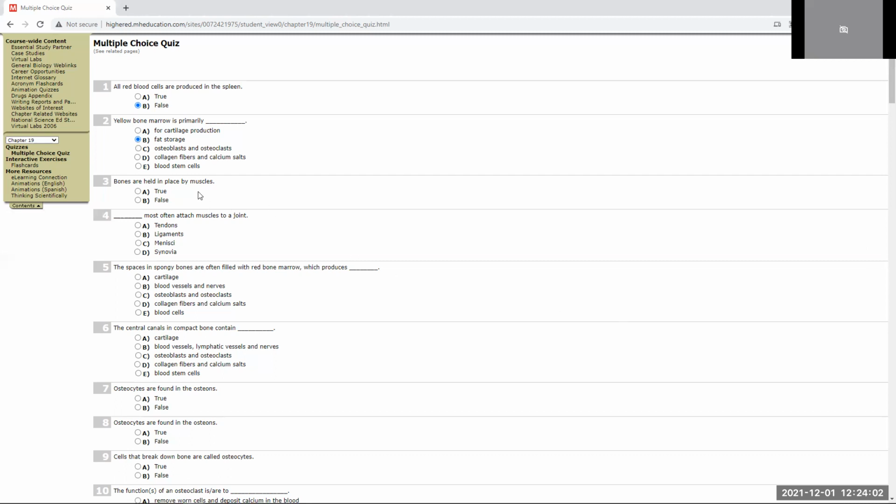Bones are held in place by muscles. True or false? False. Right, so bone to bone is what again? In your knee, think about your knee. Ligament. Right, your ACL, the anterior cruciate ligament. So think about my good friend Virgil van Dijk, the football. Anyhow, just think about footballers, or persons who play sport and they rupture their knee.